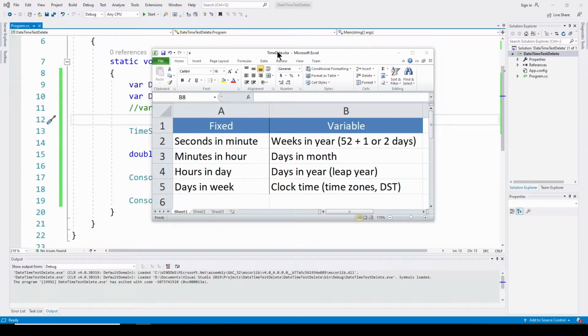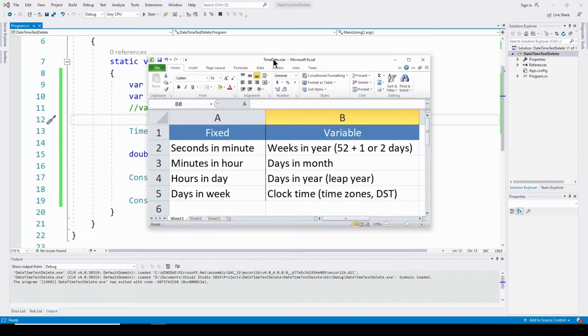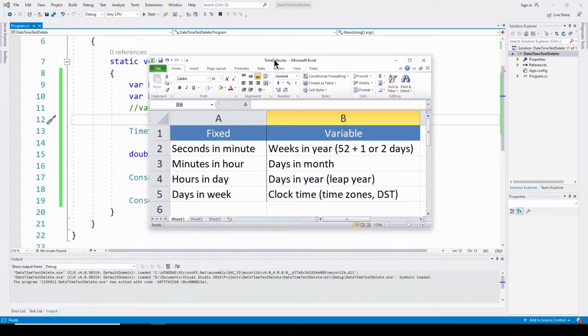So the first thing I want to talk about is the stuff we know and the stuff we have to be careful of. And I've got a little Excel spreadsheet here, and I've separated out some stuff. On the left hand is stuff that we know is fairly agreed upon around the world and fixed, and then stuff that's variable that we really have to be careful of. So what do I mean by this?